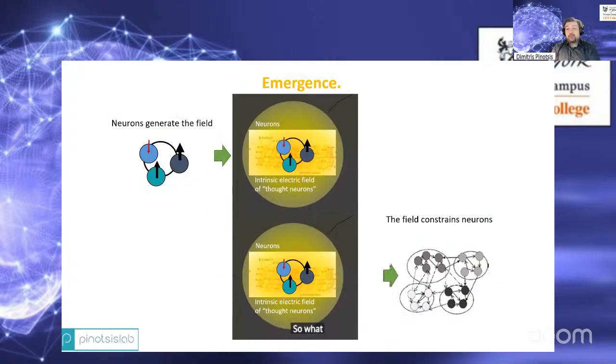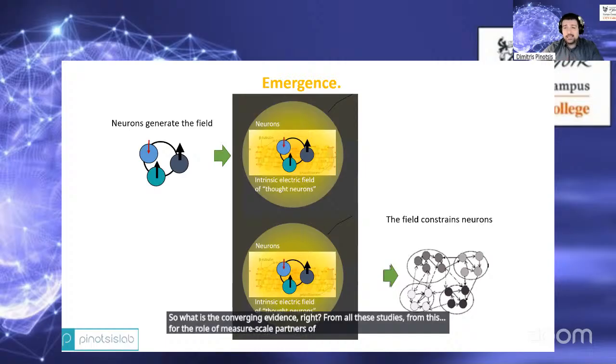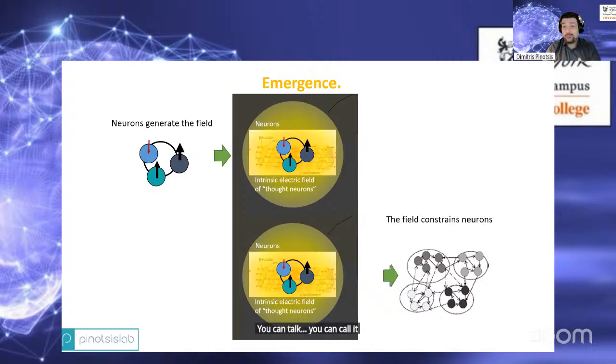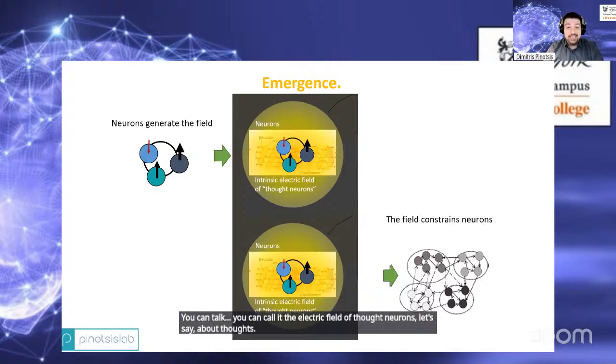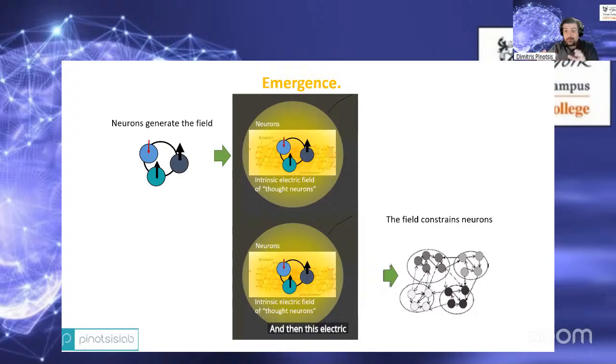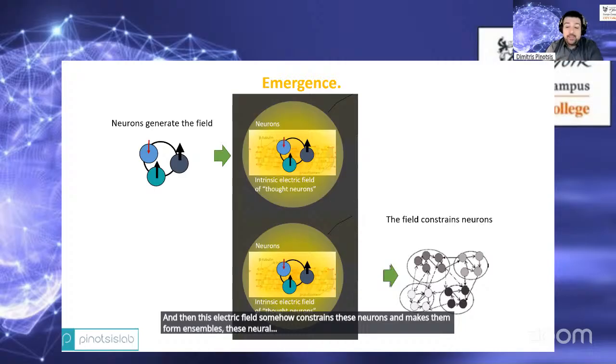So what is the converging evidence from all these studies for the role of mesoscale patterns of electrical activity is that there is some sort of stability emerging out of the spiking of a bunch of neurons. So neurons generate an aggregate mesoscale electric field. You can call it the electric field of thought, let's say, about thoughts. And then this electric field somehow constrains these neurons and makes them form ensembles, these neural assemblies that you just saw on the previous slide.